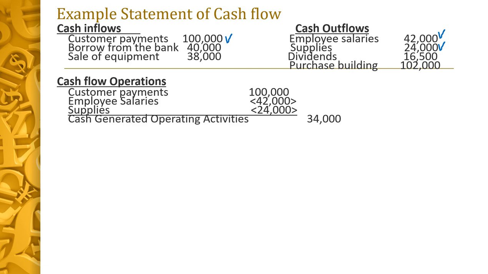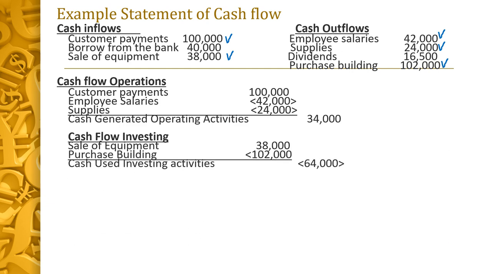Now let's look at investing activity. We're going to look at buying or selling any long-term assets. So first we have the sale of our equipment. And then we have the purchase of a building, which would reduce our cash. So we have reduced our cash based on investing activities. Now this is not a bad thing because buying a building means that we're looking forward.